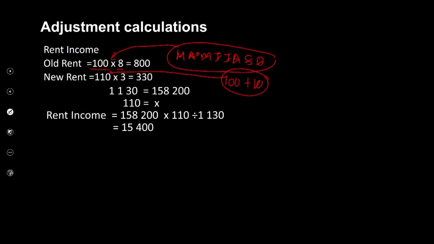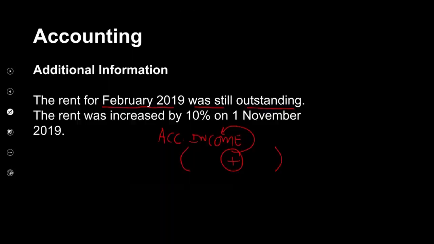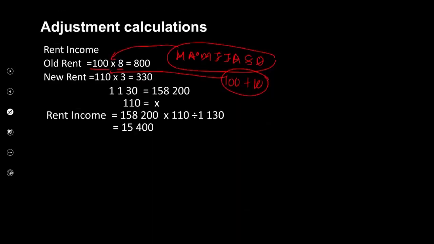How do we know that? Because we are told in our adjustment that the rental was still outstanding for February. That means you have received rental for how many months? The new rental was November, December, and January. Therefore, 110. So that will be your November, December, and January. Can you see the 3 months? There we go. There's the 3 months. Multiply that by 110 times 3 will give you 330.